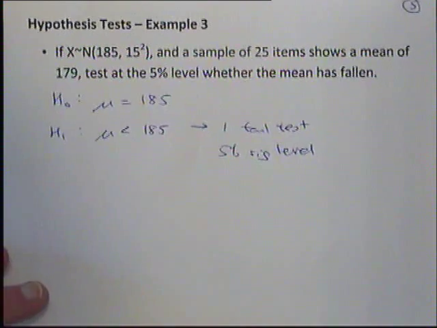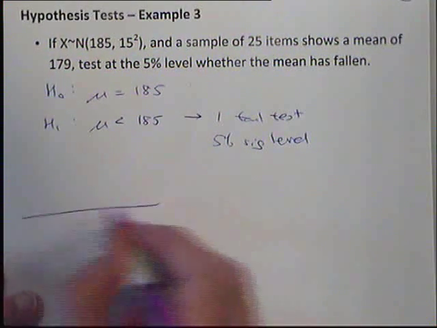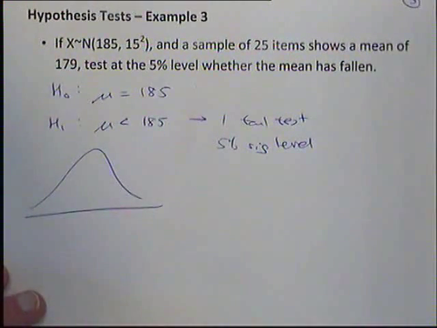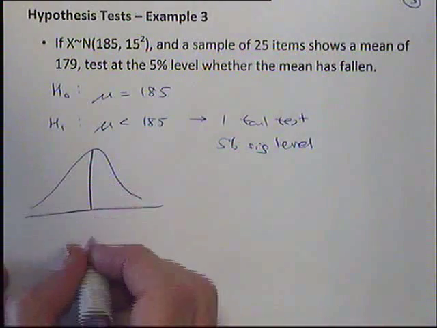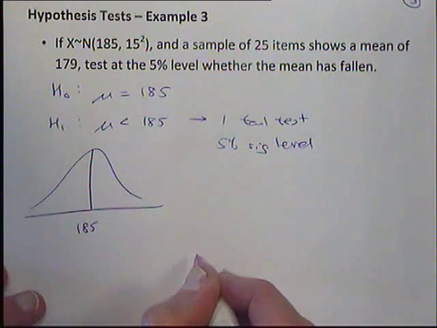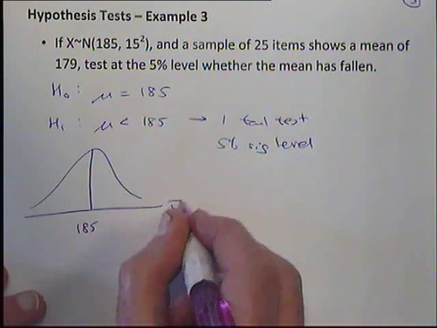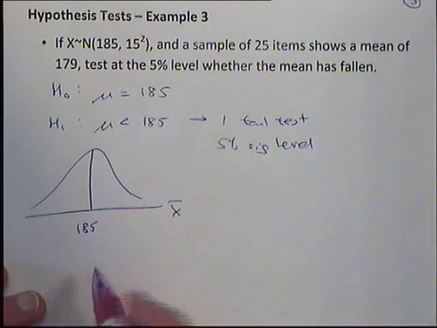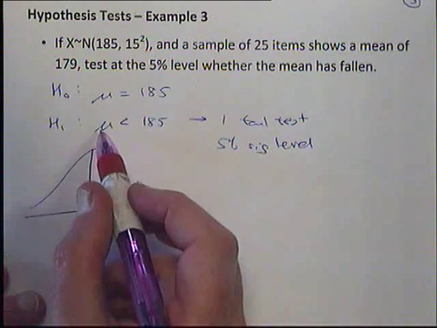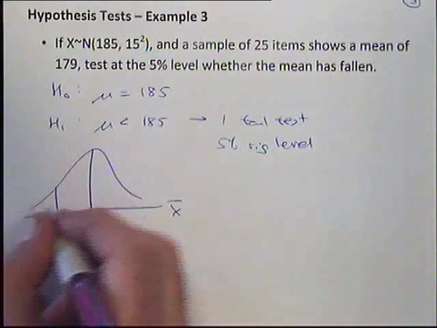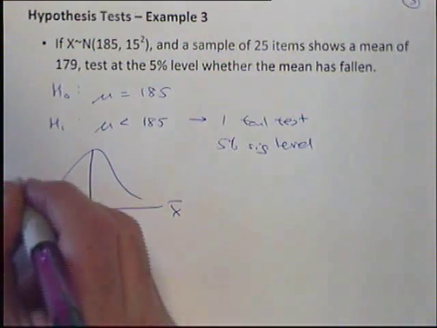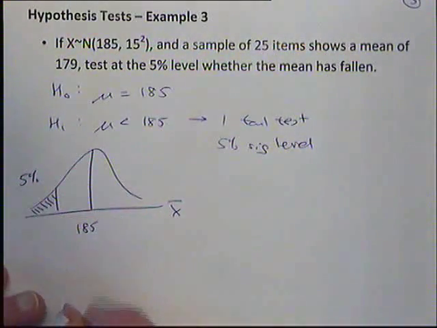Okay, so next thing, do a little diagram. Yes, you've already spotted that. Chapter 7 is errors in hypothesis testing, which is what I referred to a minute ago. So we've got null hypothesis 185. This is a diagram of X bar. It's a one-tail test if it's fallen, 5%. So I'm going to have a 5% shaded area down here. My critical value will be here on my diagram.